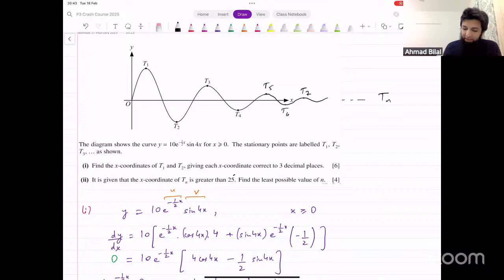And Tn is greater than 25. What's the value of n, the first value of n, when it becomes greater than 25? How do we find that? We have already found T1 and T2. How do we find the next stationary point, and then the next stationary point, and then the next stationary point?